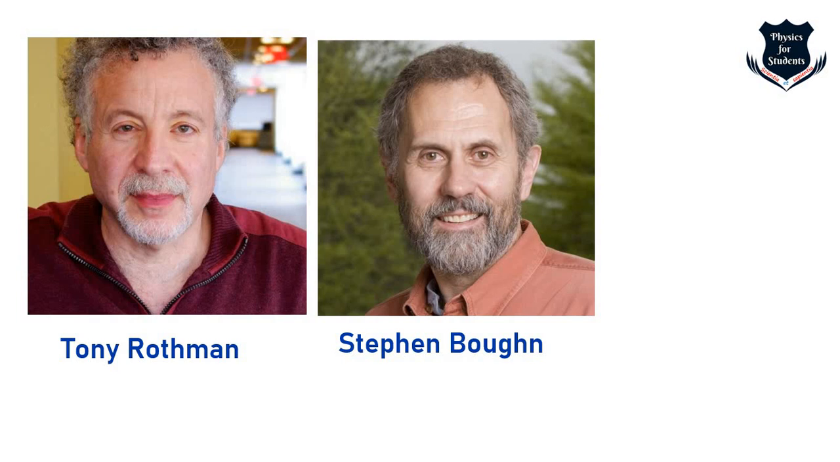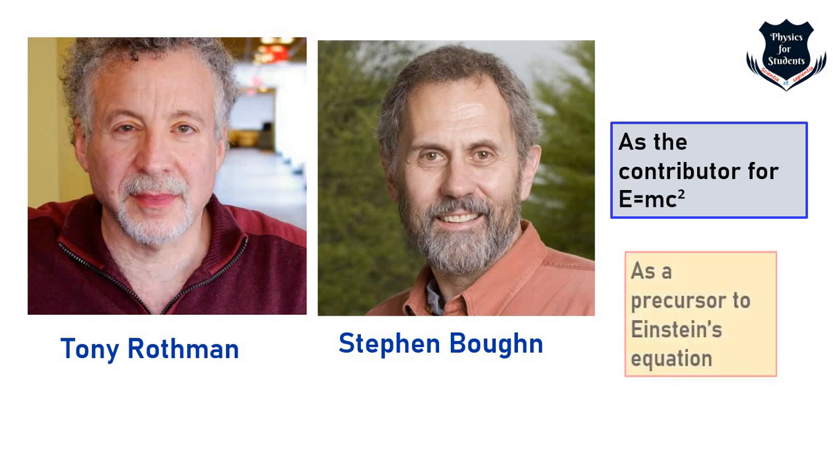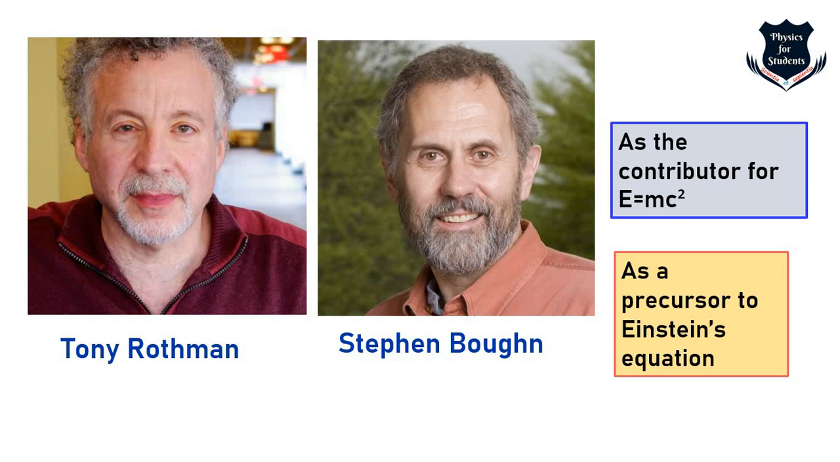The purpose of their research was to examine Hasenöhrl's experiment in modern relativistic terms and see where he went wrong. And as you can read, we can see that they considered Hasenöhrl to be a contributor to E equals mc squared, which is a precursor to Einstein's equation. In an interview to physicsworld.com, Tony Rothman said that he came across Hasenöhrl's name, but he never thought of looking into it. The duo presented an excellent paper which traced back the motivation behind Einstein's E equals mc squared.